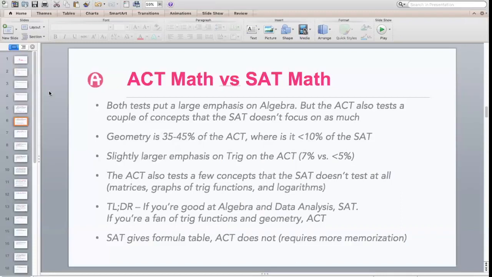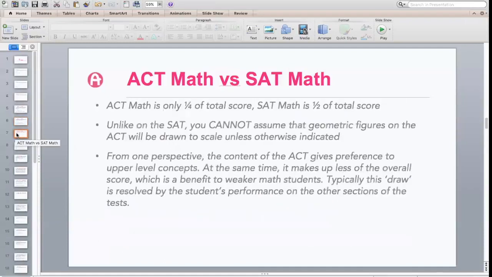Another important difference is that the SAT gives a formula table, which is rarely ever needed, whereas the ACT doesn't give a formula sheet, and there's an expectation that there are certain formulas that the student should know and just outright memorize. And we will address those as we go through each of the content topics. Another thing to consider when helping a student choose which test is best is that math is only one of 4 sections on the ACT, whereas on the SAT, it's 2 of the 4 total sections.